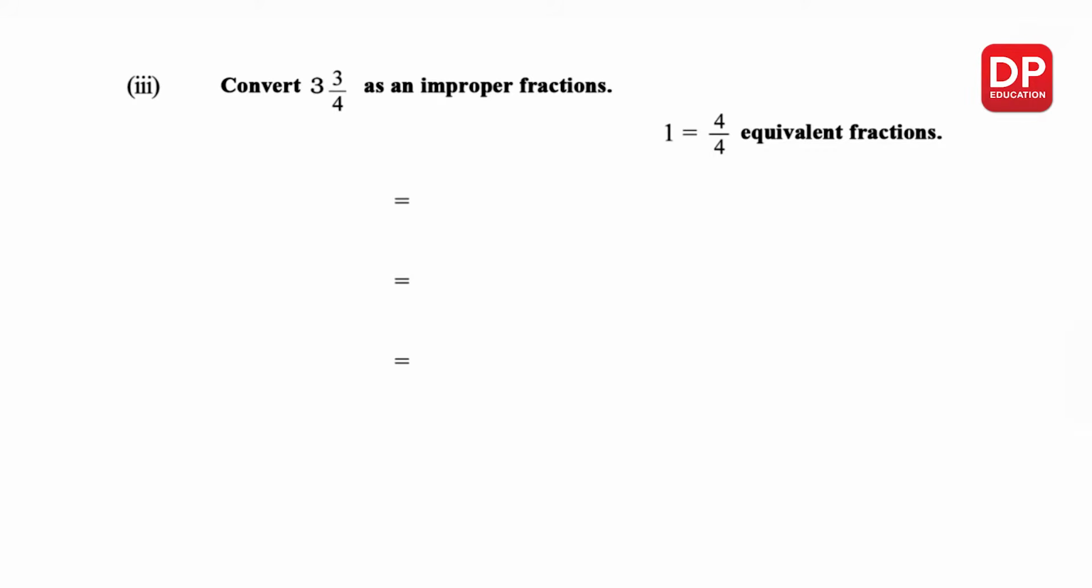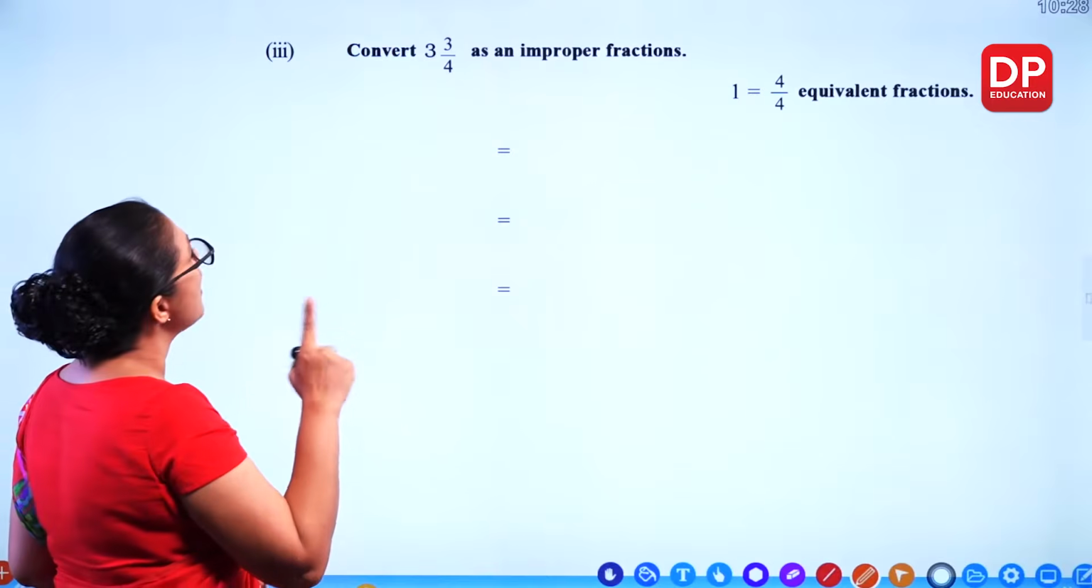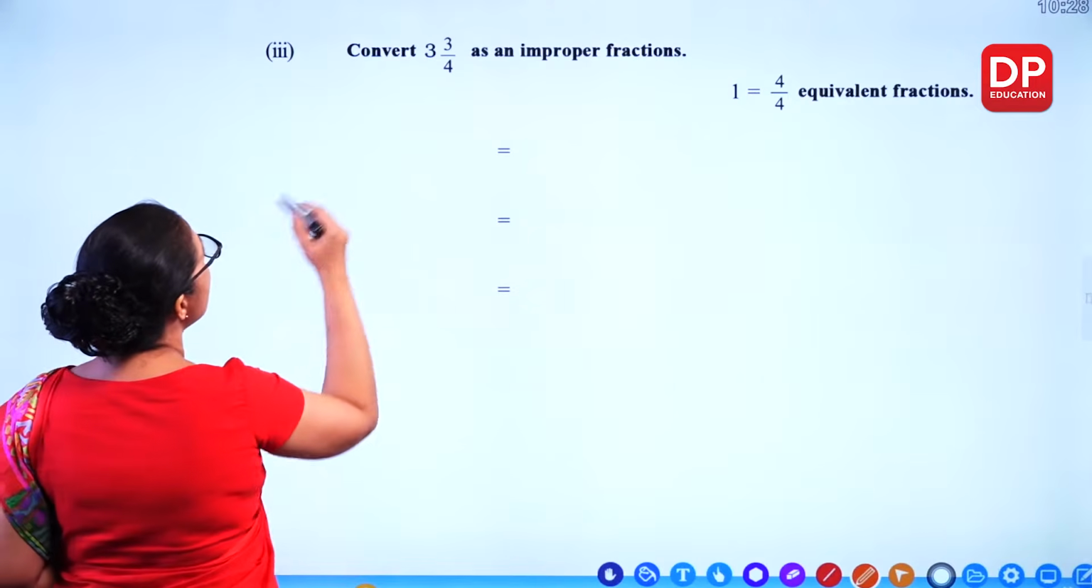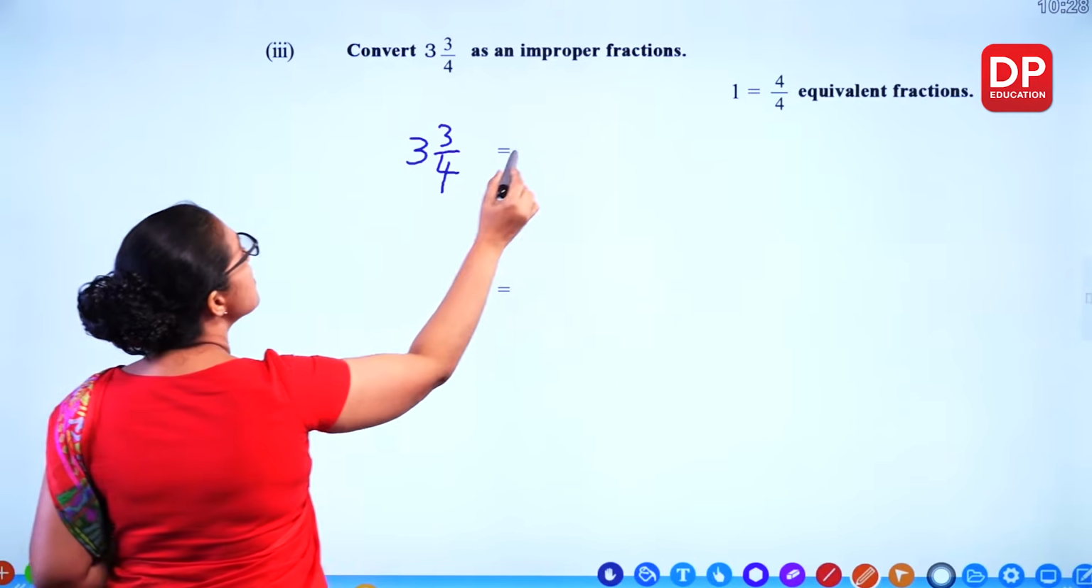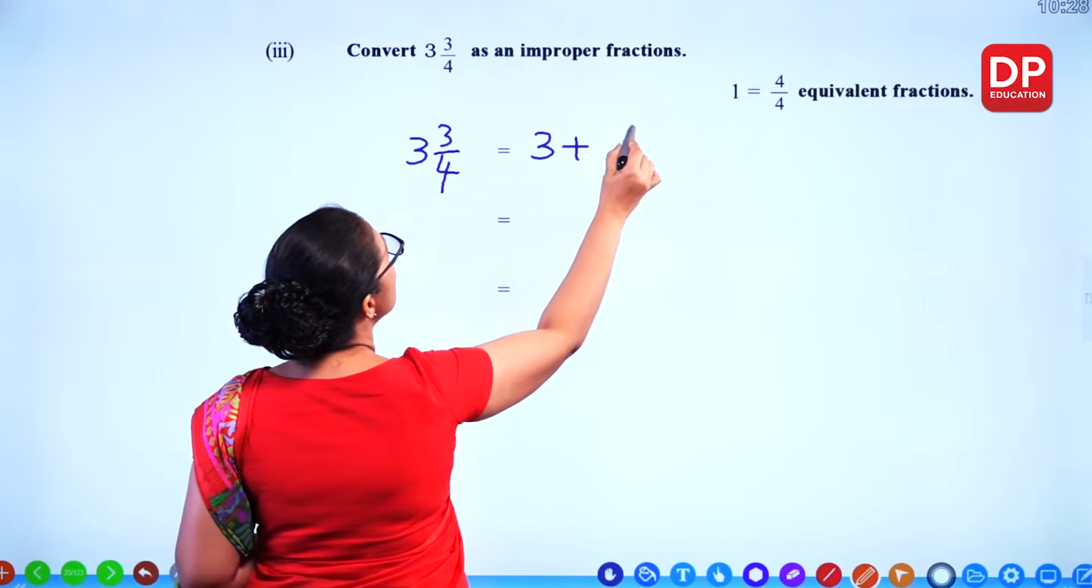Convert 3 and 3/4 as an improper fraction. So, equivalent fraction you can write. So, I can write 3 3/4 is 3 plus 3/4.